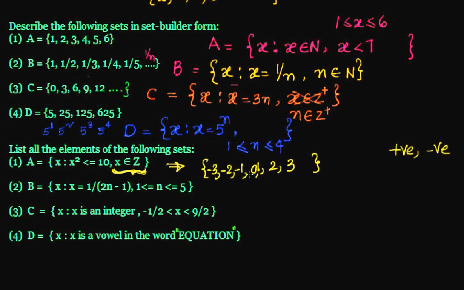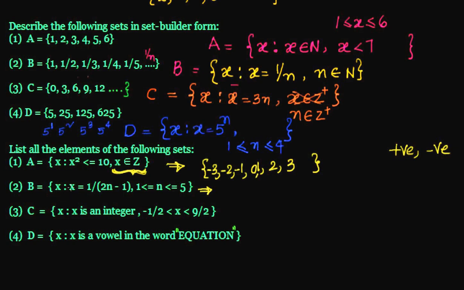You can check it now. 0 is an integer, minus 3, minus 2, minus 1 are integers. Similarly, 1, 2, 3 are integers. If suppose they have given positive integers, then your answer will be different, right? You will not take the negative values at that time. Let's go to the next one.